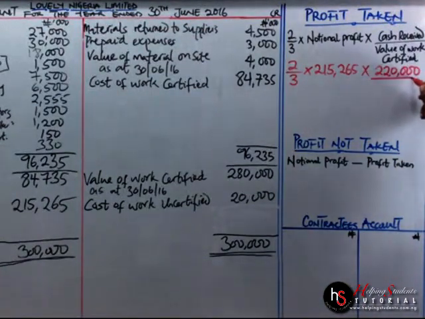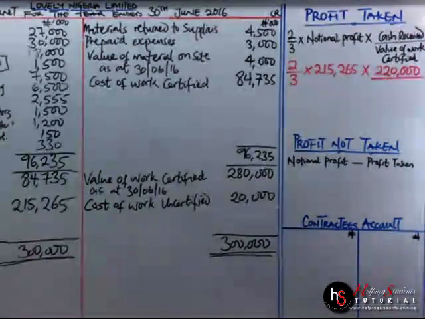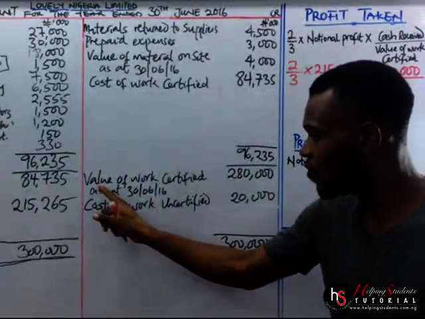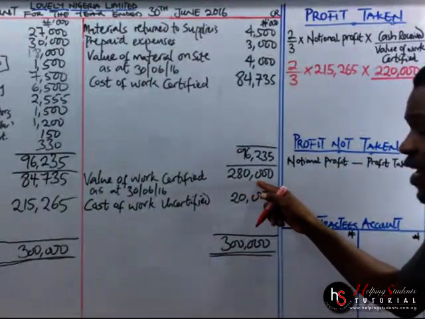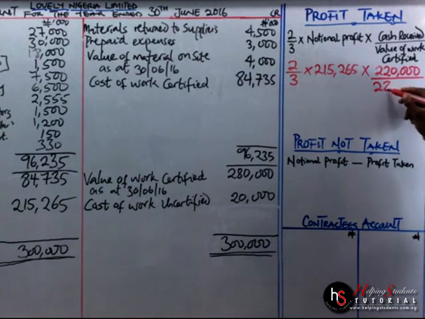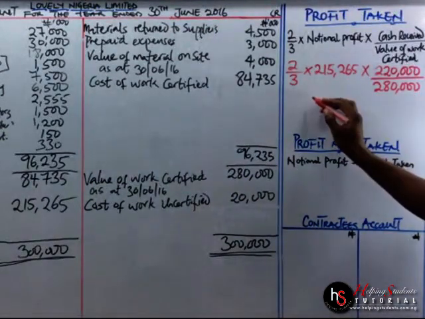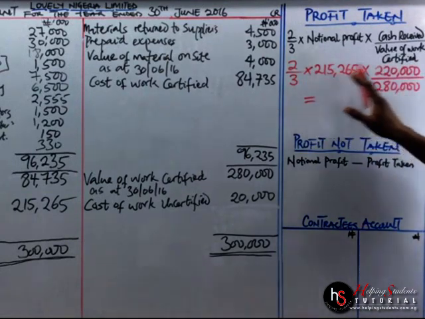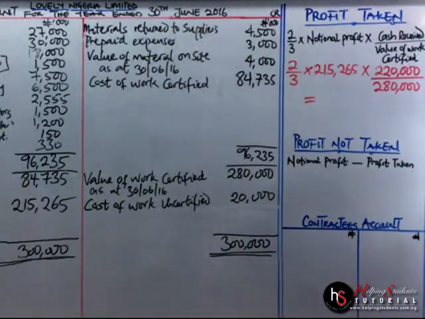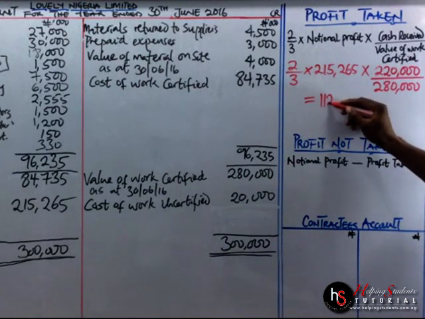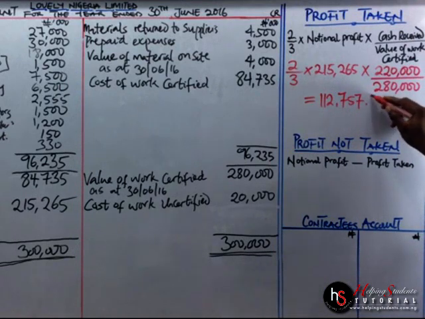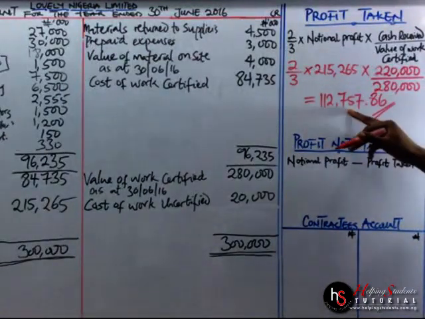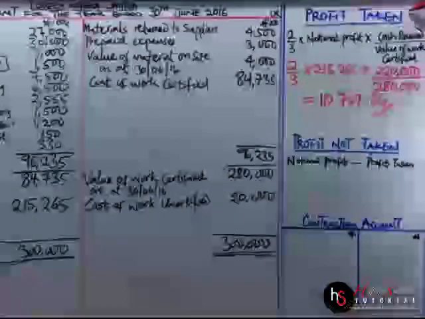So this will be divided by the value of work certified, all right? And how much is the value of work certified? You can see we have value of work certified as at this date. Also from the question, it is 280,000. So we have 280,000 here. So by the time we punch our calculator, the total value we'll have here is what? 112,757.86. So this particular value represents the value for the profit taken.